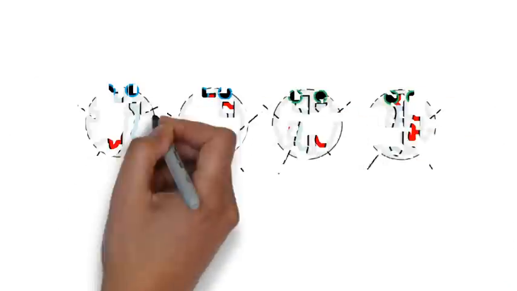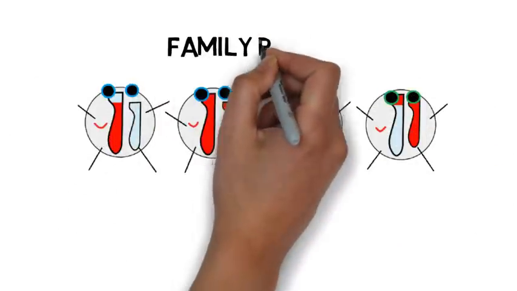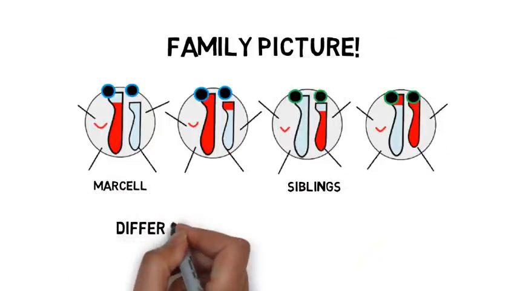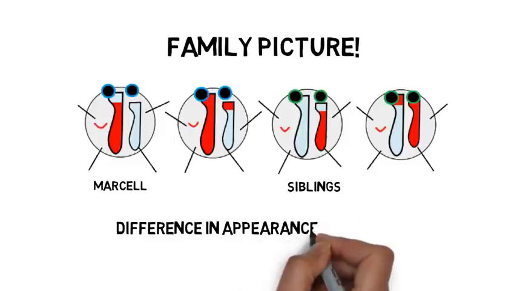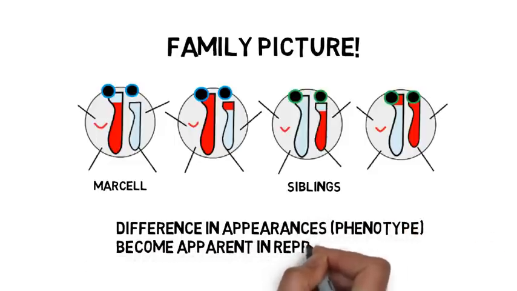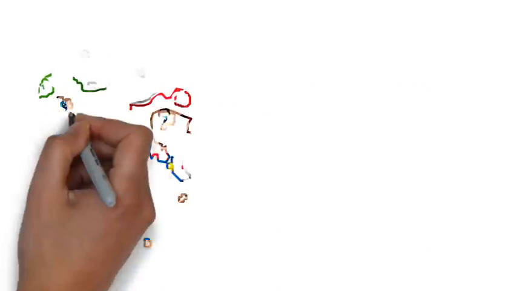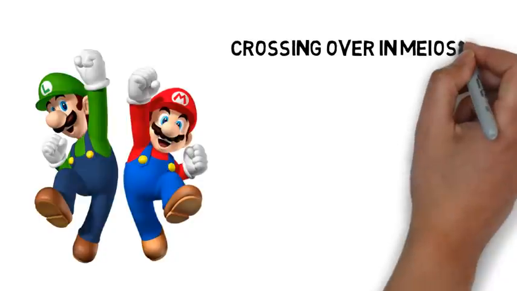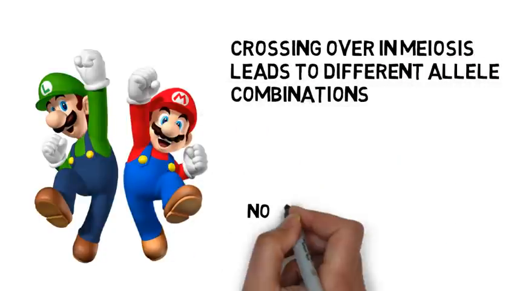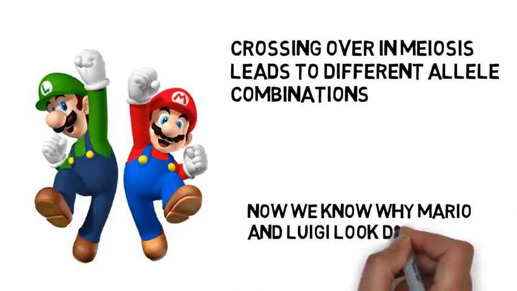He has 3 siblings that also have 23 chromosomes. Marcel and his siblings don't have the same exact chromosome makeup because meiosis doesn't create exact replicas of the parental cell. During reproduction, Marcel and his siblings' different chromosomes become apparent. While human siblings do look alike and share many characteristics, because the haploid cells have different chromosomal makeups and underwent crossing over during meiosis, each sibling will have different allele combinations.